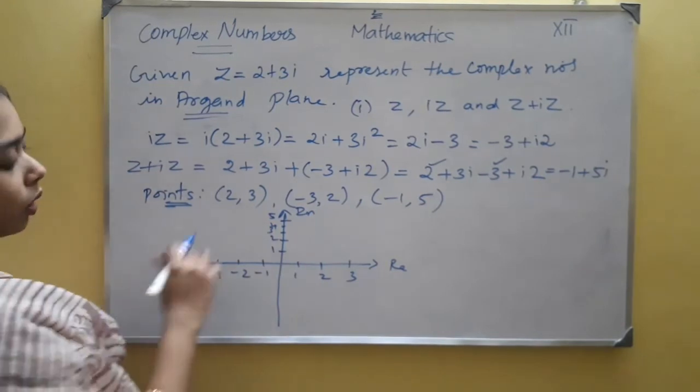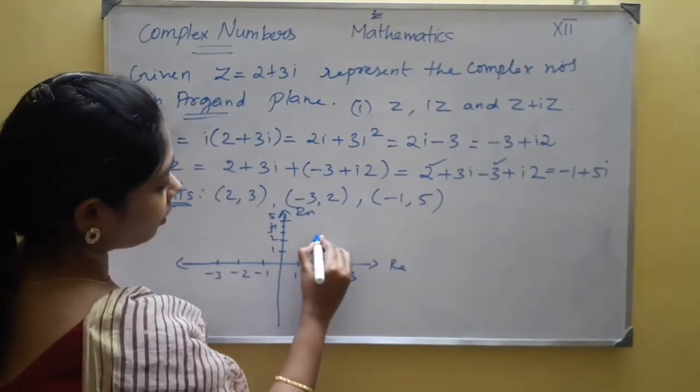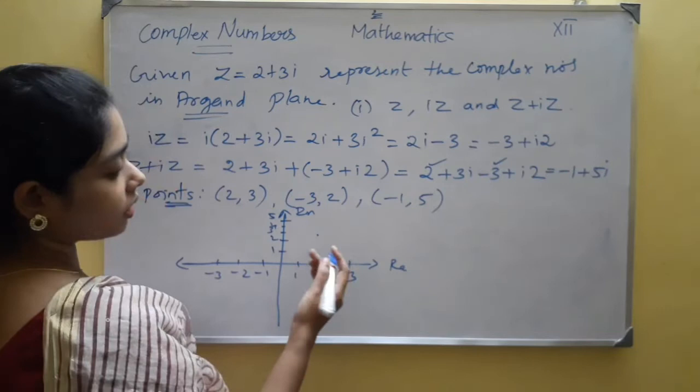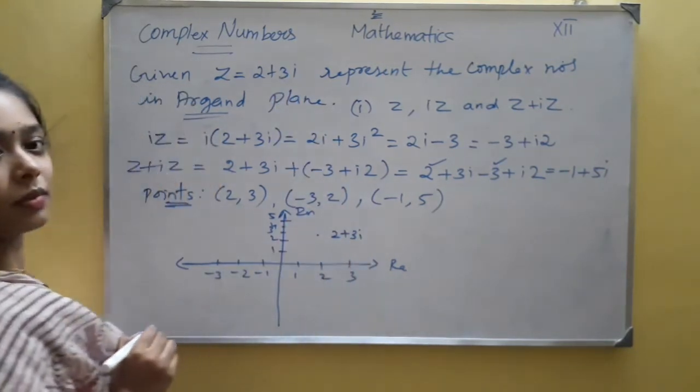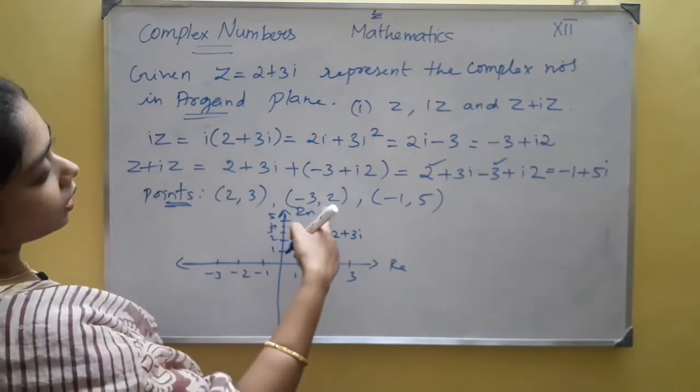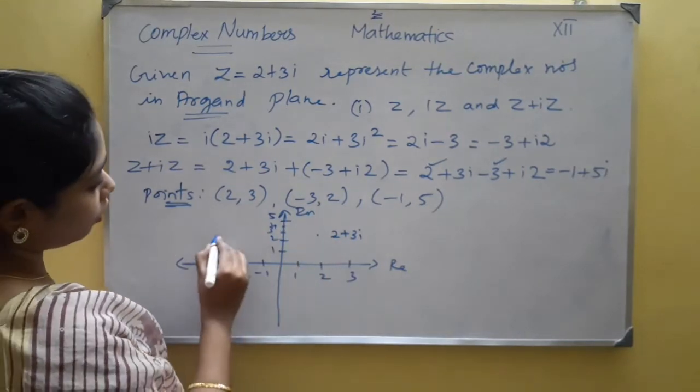Okay. Now what is (2, 3)? Where is it? Here. So the point here is (2, 3). Actually, the point belongs to the complex number 2 plus 3i. Okay. Now (-3, 2) is here.